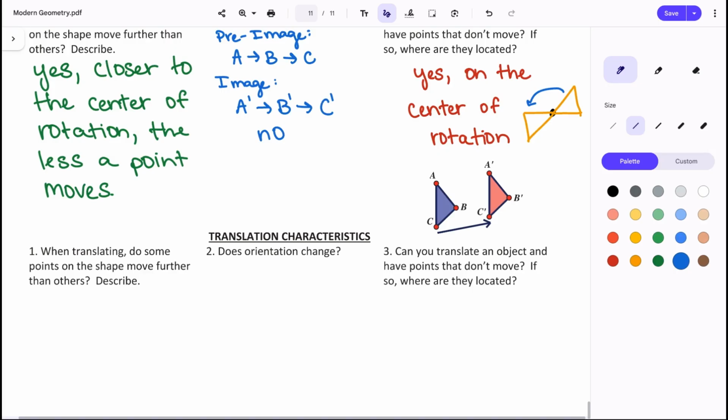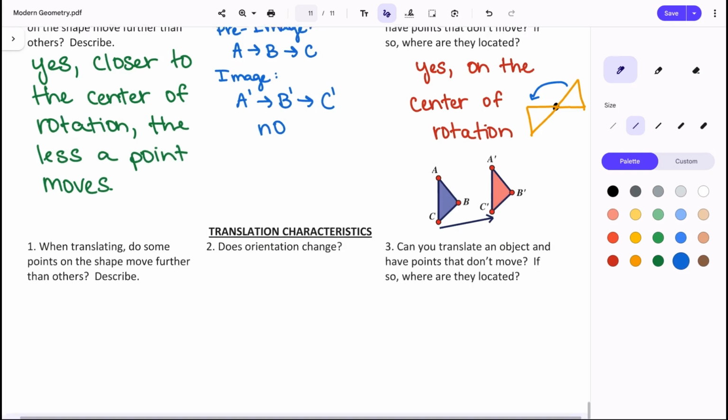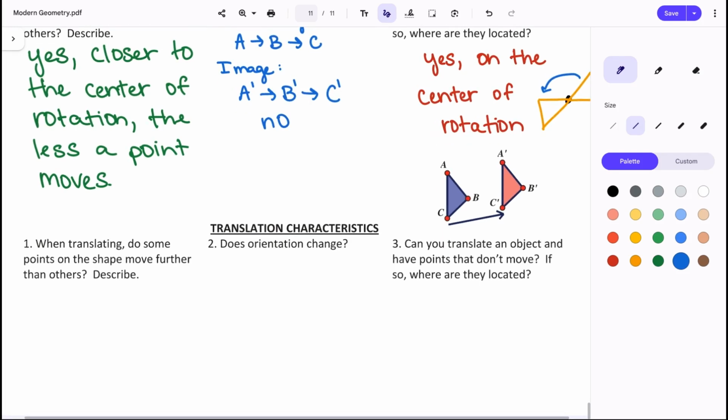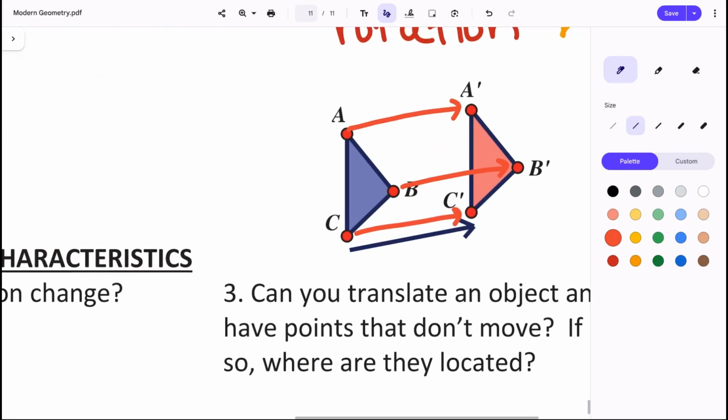All right, let's talk about this, and hopefully we all have answers down, and hopefully you didn't get tricked up too much by translations here. So the first question is, when you're translating, do some points on the shape move further than others? Think about it like this. If you were to connect A to A prime, and B to B prime, and C to C prime, do any of those arrows look longer than the others? It might be kind of hard to tell just because of how far away it is here on the screen, but these look like they're about the same distance. And maybe even with your fingers right now, connect A to A prime and move that same setting down to B and B prime, and it should match. And same with C and C prime.